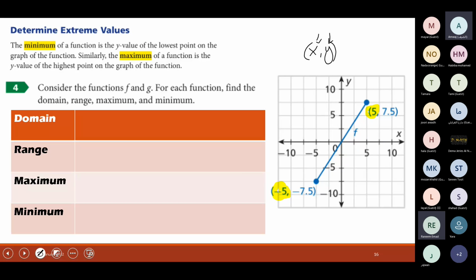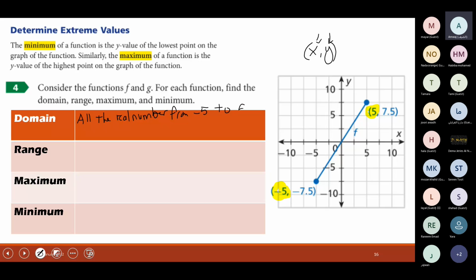Say all the values from negative 5 to 5, from the lowest to highest. So we can say all the real numbers from negative 5 to 5.